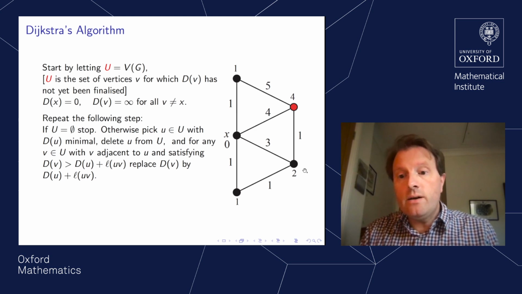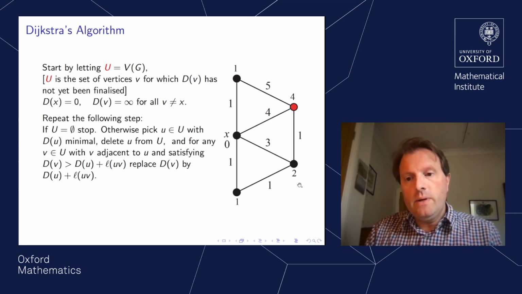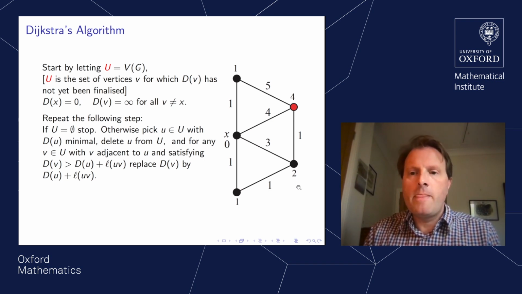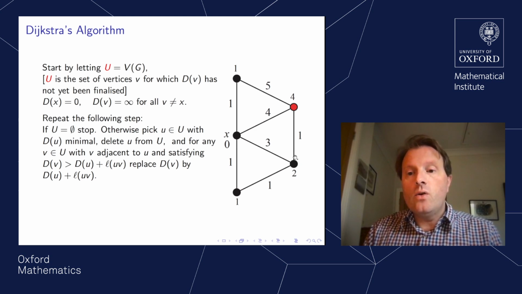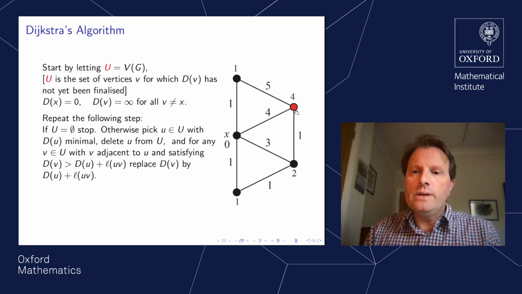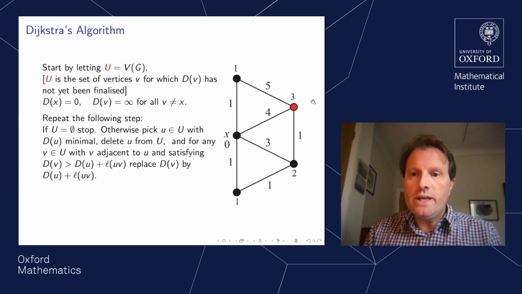Okay, so now we look at the next one here. This is the next vertex in U with smallest d value. We finalize that one. We look at all of its neighbors in U, that's just this one, and we say, should we be decreasing their d value? Well, in this case, we should, because 4 is greater than 2 plus 1, so we should reduce that to 3.